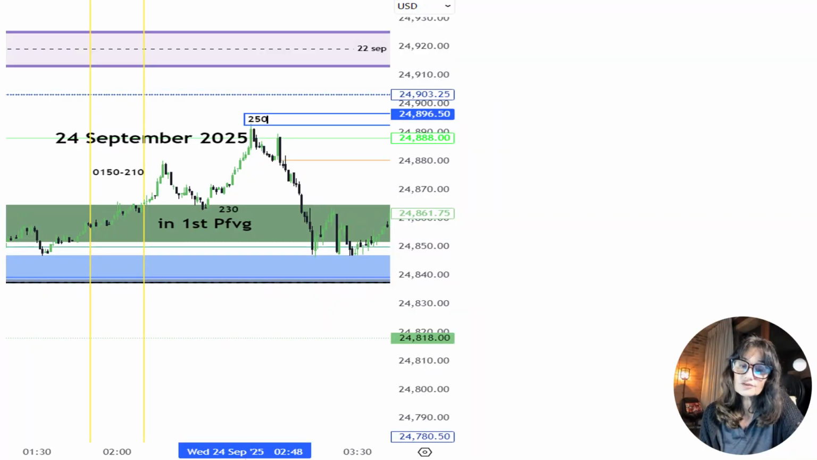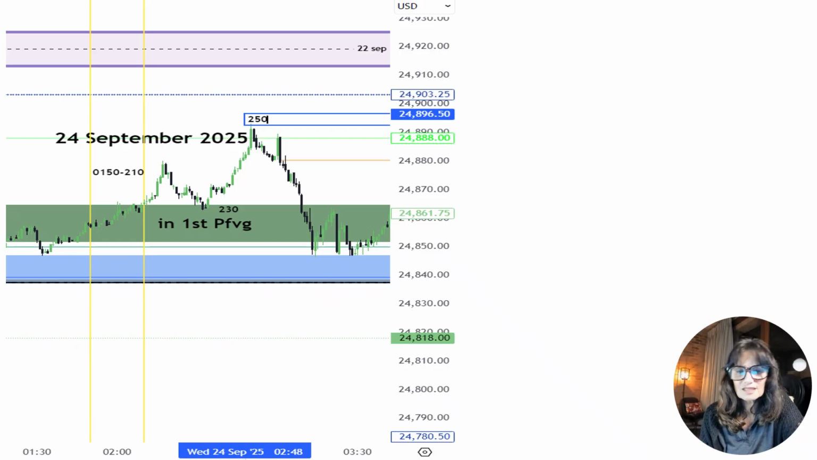Next example, 24th of September. This one I would not have taken. Why? Because you can see it is just hanging around in this first presented fair value gap of a session. Now, I don't know if you've noticed, the green one is the session that I use in the PM, New York PM session. So I've noticed that that's the one that is utilized a lot during this time. So keep that in mind.